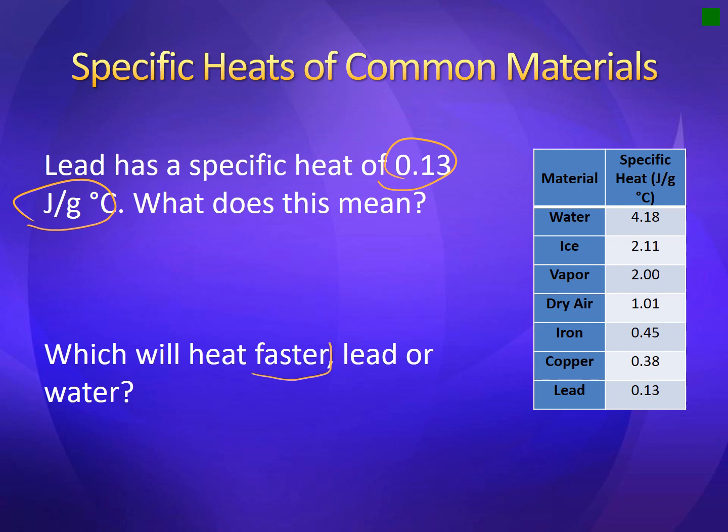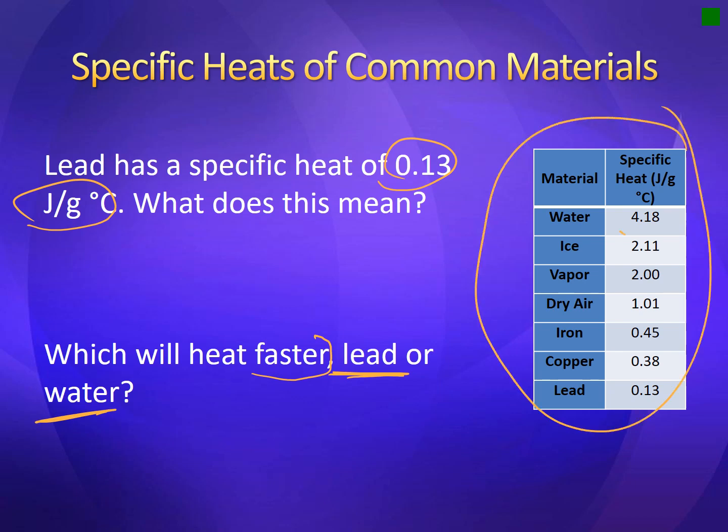So when it asks which one will heat up faster, lead or water, what you're going to do is look at these specific heats. Water is 4.18, lead is 0.13. So that means that for lead, you need to put in 0.13 joules to raise 1 gram 1 degree Celsius, and for water, you need to put in 4.18 joules. So water takes a lot more energy in order to raise it 1 degree Celsius if it's the same mass as lead. So if we put these both under a flame, water would take longer than lead because you need to put more energy into it in order to raise its temperature.